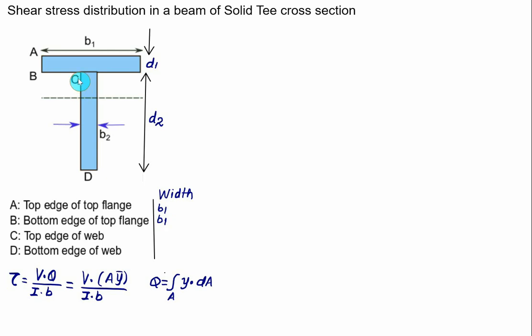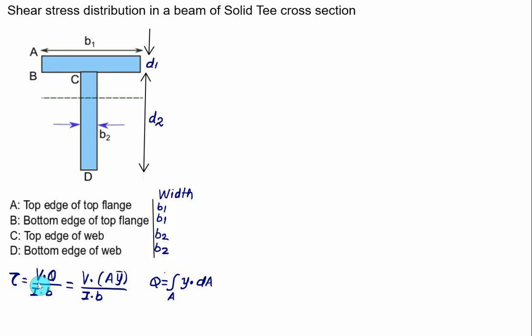The fiber at C is the top edge of the web and the fiber at D is the bottom edge of the web. For both the top edge of the web and the bottom edge of the web, we have a width equal to B2. So that is the only difference between the width of the flange and the web.